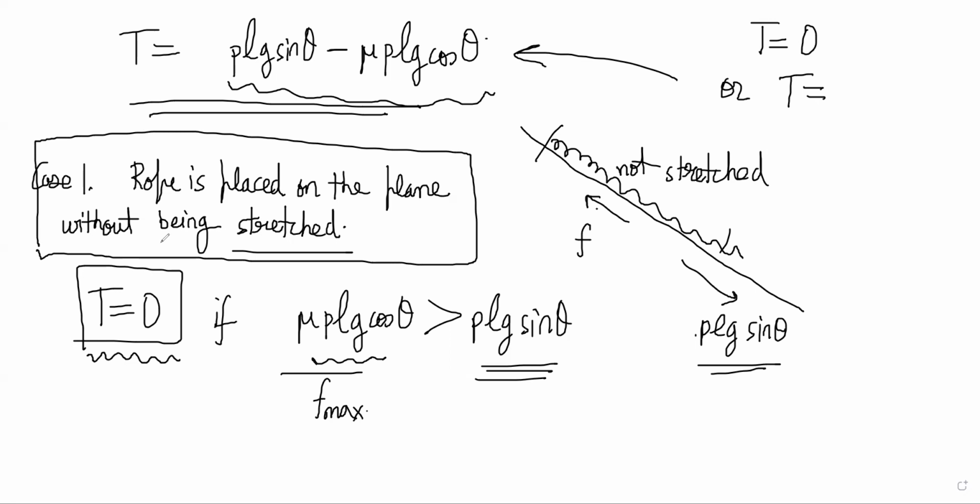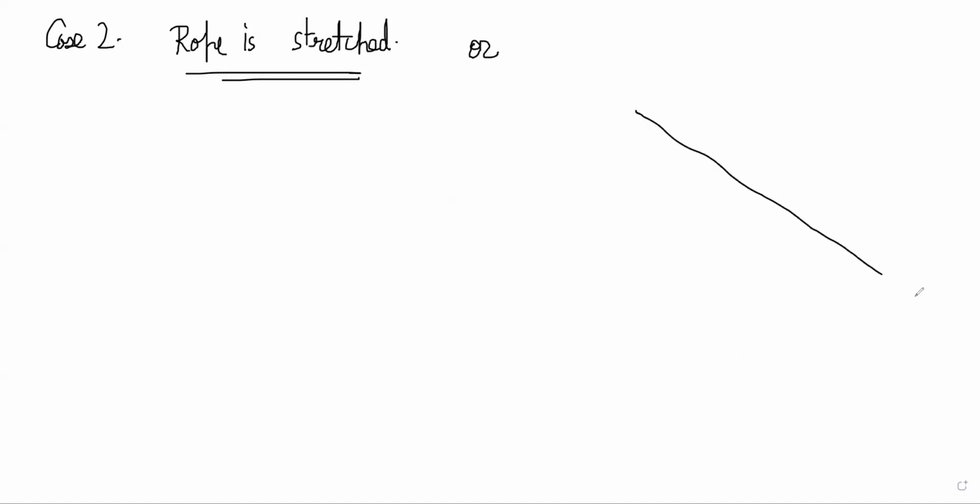However, you can have a situation where the rope was placed on the plane after being stretched. Case 2 is the rope is stretched and then placed on the plane. Or equivalently, you can say that the rope has been dragged up and then nailed at the point here.